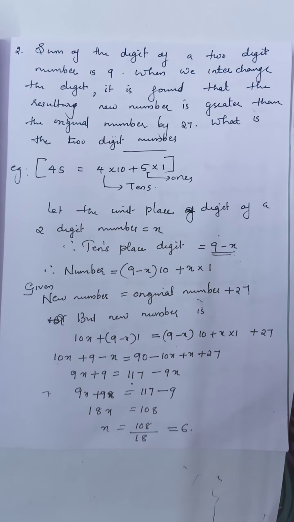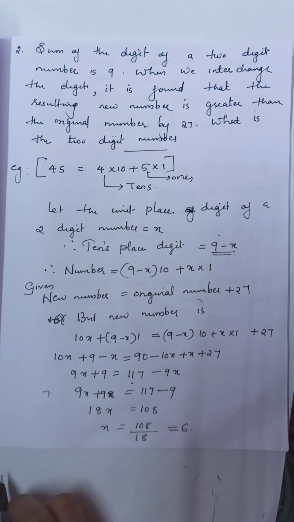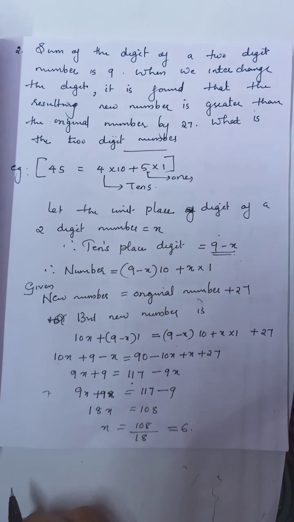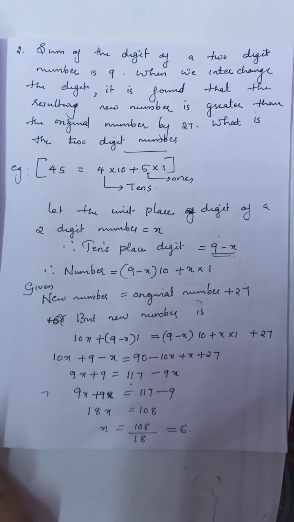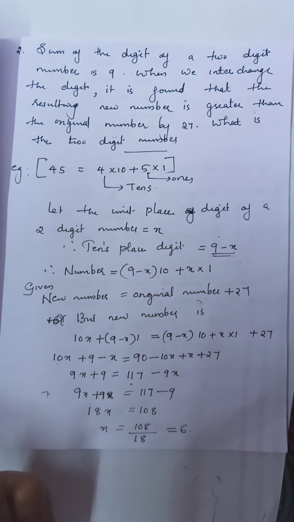Okay. Another question: the sum of the digits of a 2-digit number is 9. When we interchange the digits, it is found that the resulting new number is greater than the original number by 27. What is the 2-digit number?